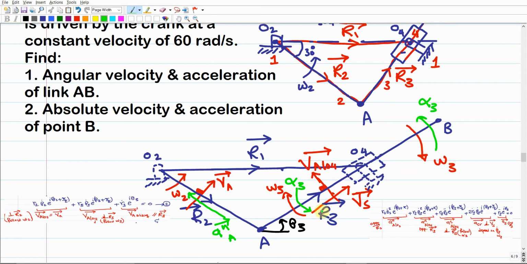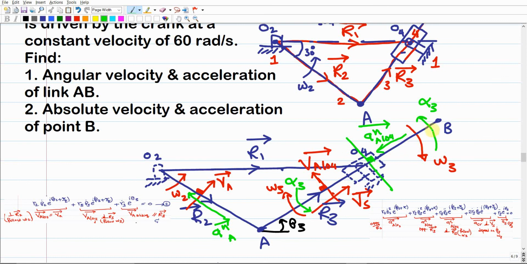The normal is opposite to R3, so we have the normal opposite to R3. This should be A normal of A but relative to O4 vector. And then we have the tangential component, which should be perpendicular to R3 and go in the same direction as alpha 3. So what is R3? This is R3. The normal to R3 should be this line, right? And it should go in the same direction as alpha 3. So it depends where you draw this line.